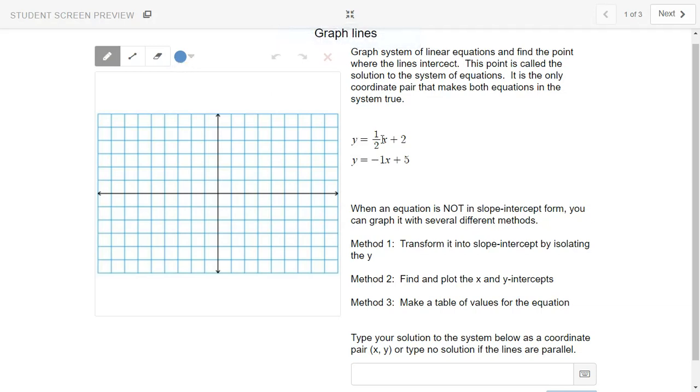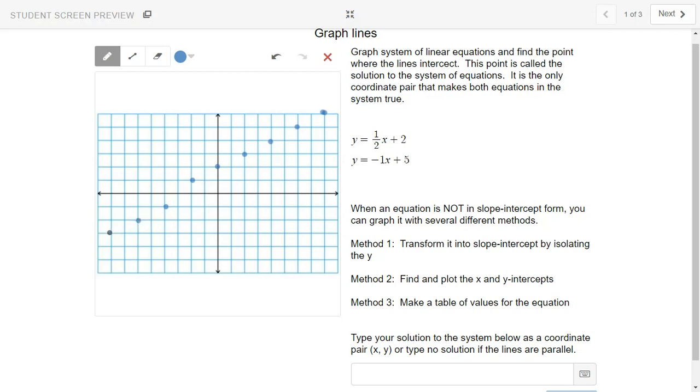I'm going to use different colors. The first one's going to be blue, and the second one's going to be red. So we plot our y-intercept. Our y-intercept is always that number there, so that's 2, because these are in slope-intercept form. Slope-intercept form is nice for graphing. Now I'm going to use my slope of 1 over 2. That means rise 1, right 2, up 1, right 2, up 1, right 2. Then I can do the backwards, down and left.